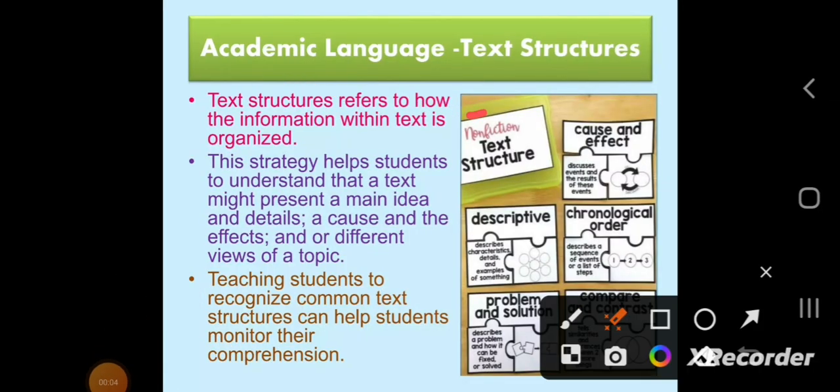Academic language: text structure. Text structure refers to how the information within a text is organized. Understanding text structures is crucial for comprehending and analyzing written materials effectively. This strategy helps students to understand that a text might present a main idea and details, a cause and effect, or different views of a topic.